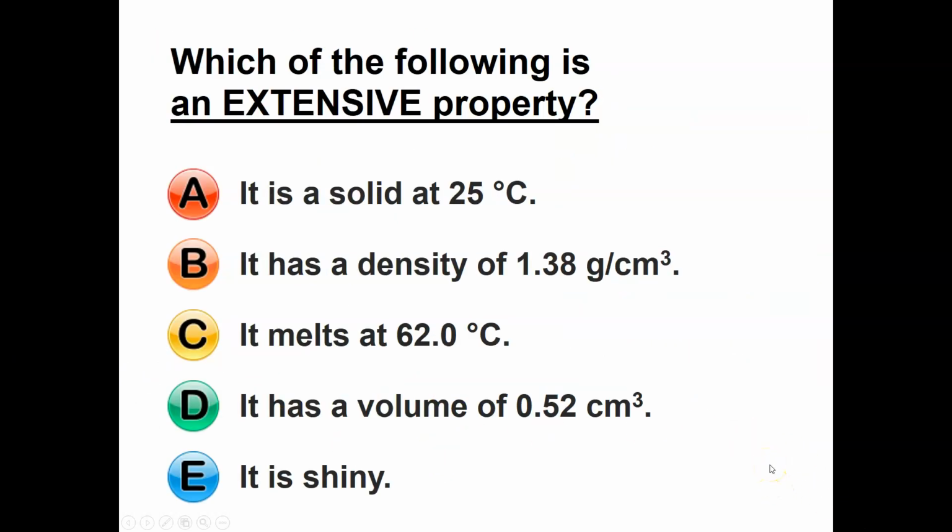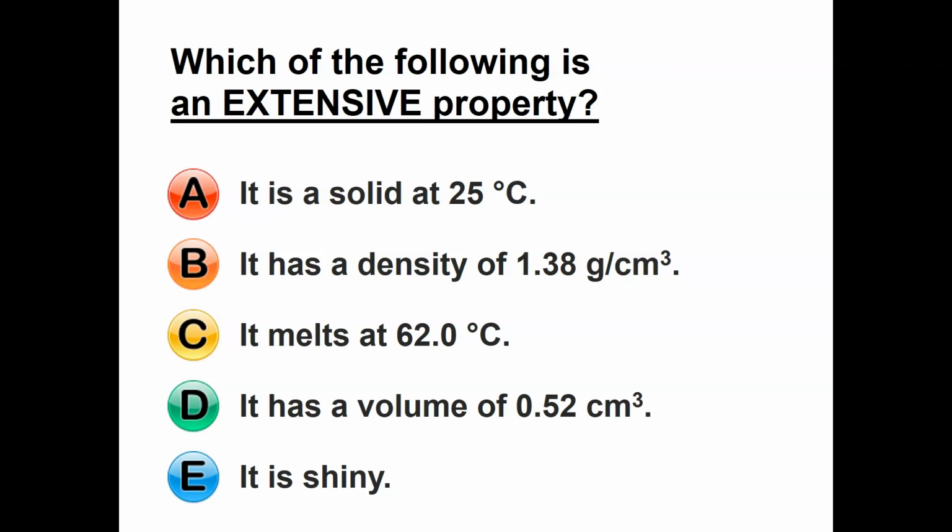So look at these examples for a minute. Which of the following is an extensive property? One choice is that it's a solid at 25 degrees. Choice B, it has a density of 1.38 grams per centimeters cubed. C, it melts at 62 degrees. D, it has a volume of 0.52 centimeters cubed. And E, it is shiny.